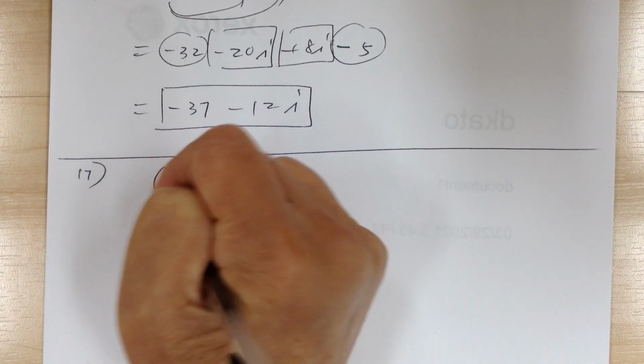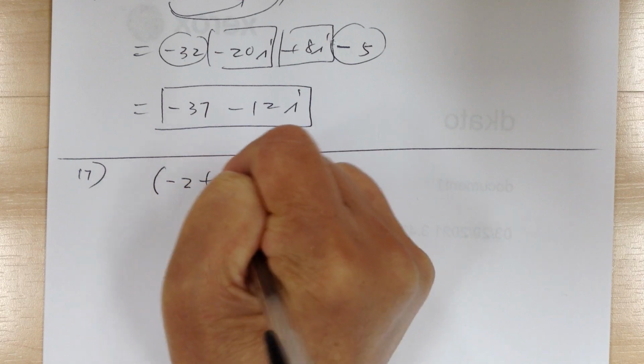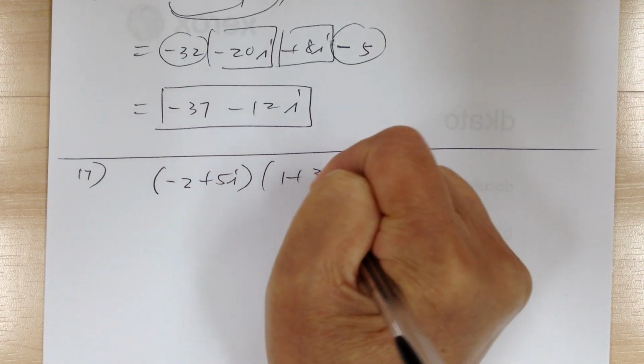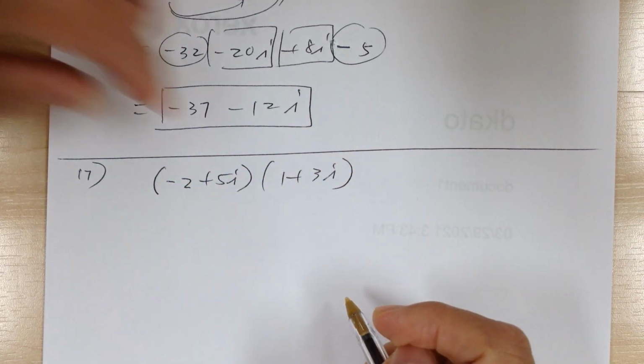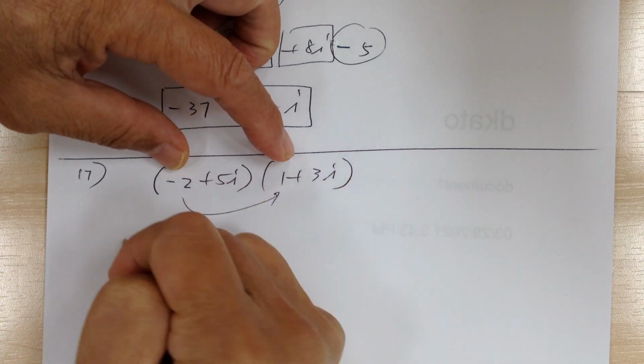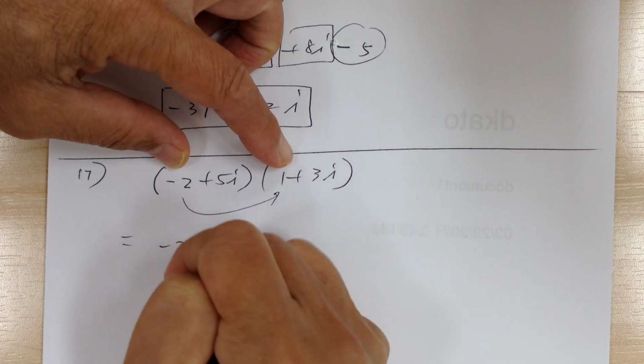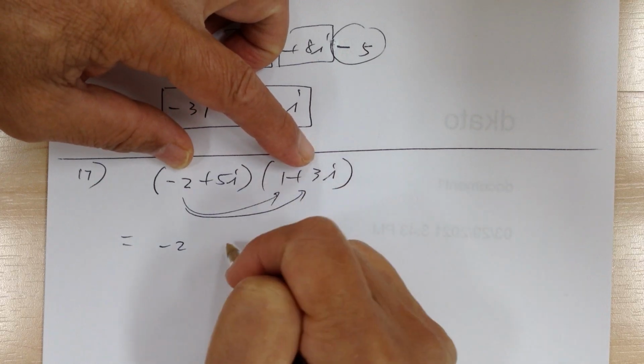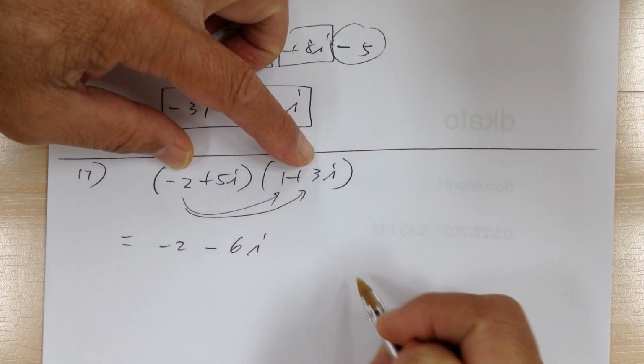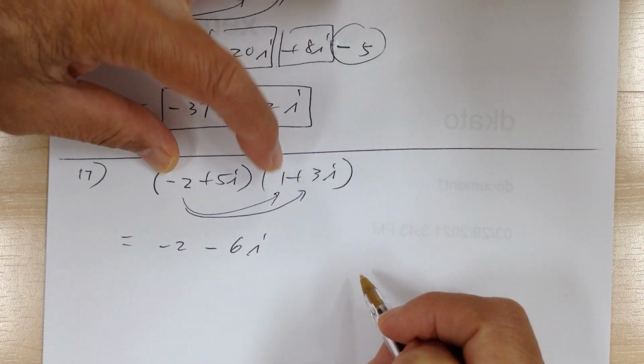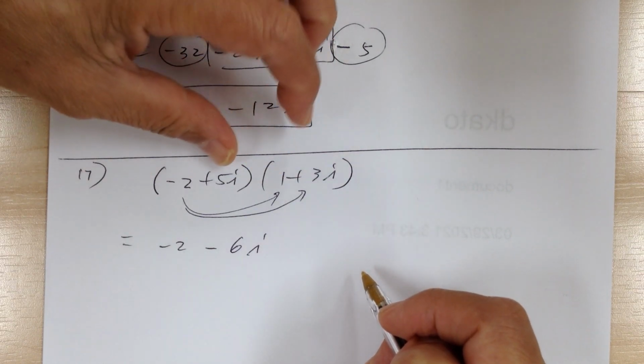Number 17, you have negative 2 plus 5i times 1 plus 3i. Okay, so you can go and distribute, use your FOIL method. So this would be minus 2. This times that will give you minus 6i. Okay, so again, use the first term, you multiply. When you're done, you go to the next one.